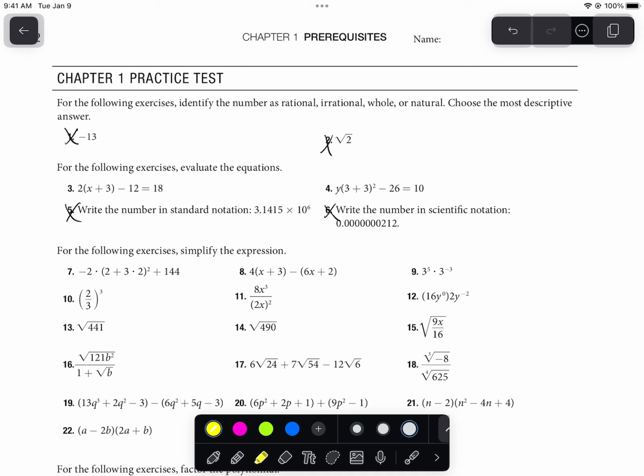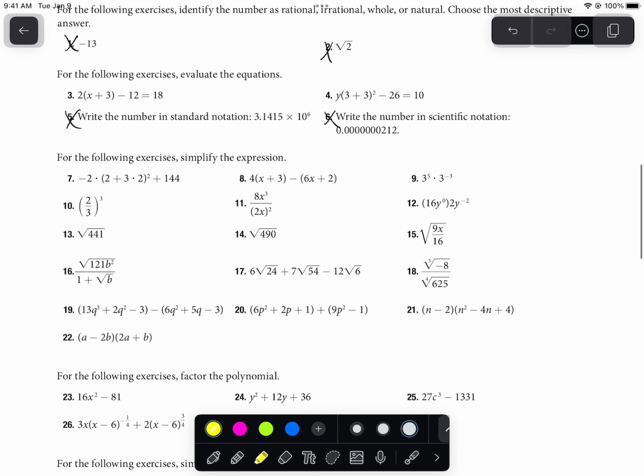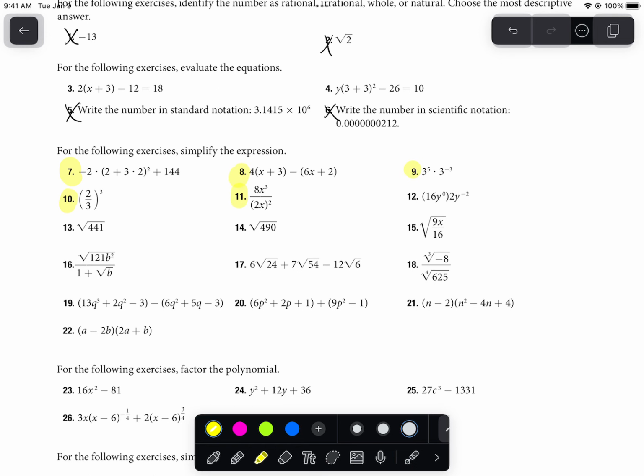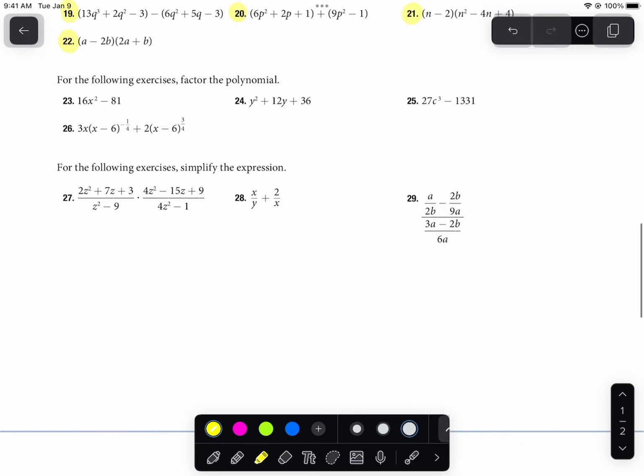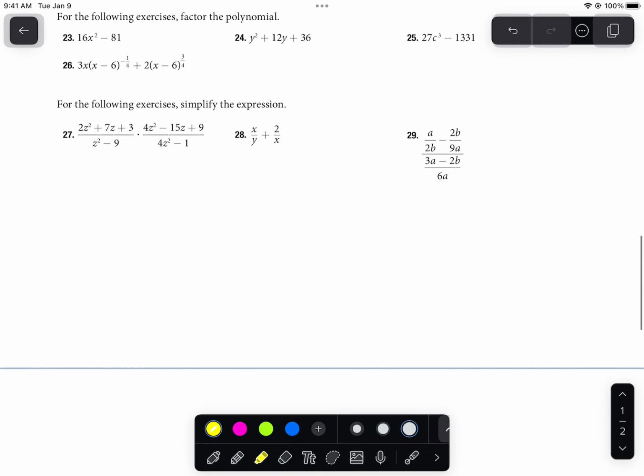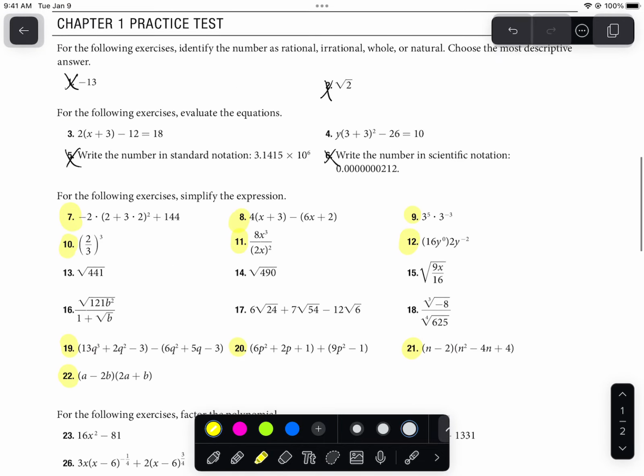They are not required. But today, based on what we reviewed, you are ready to do 7, 8, 9, 10, 11, 12, 19, 20, 21, 22. I think that's where you're ready to do. So you're ready to do those problems.